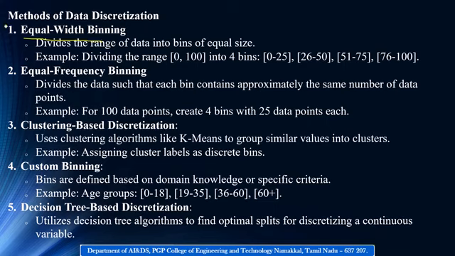For example, I have data from 0 to 100. I'm not going to handle it as a single piece, so let me convert it into 4 bins: 0 to 25 is one bin, then 26 to 50, 51 to 75, and 76 to 100. So we are dividing it into bins. Then equal frequency binning, the same thing: for 100 data points, create 4 bins with 25 data points each.